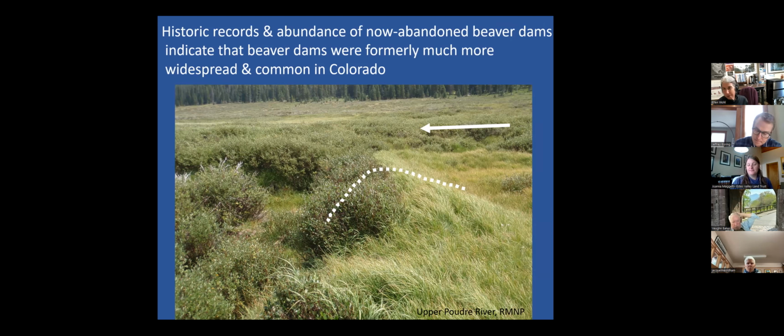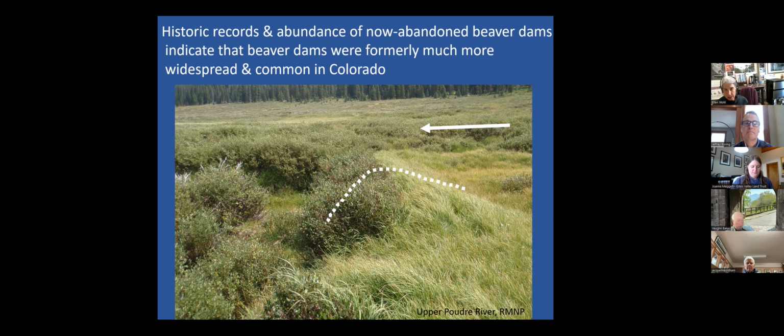And what I'm showing here is the upper Poudre River, just downstream of Poudre Lake in the park. The white arrow is indicating flow direction. This dashed white line is an old beaver dam that's been completely stabilized and vegetated. And this is the old pond upstream of it. It's got Calamagrostis, which is very characteristic of abandoned beaver ponds, growing there.